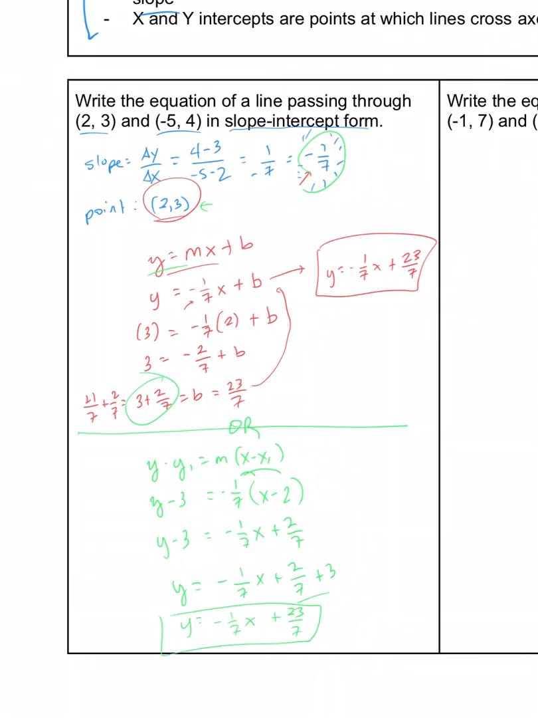So either way you can do this. You can jump straight into slope-intercept form, plug in the slope for m, the point for x and y, solve for b, and then write the equation. Or you can drop it in point-slope form first, simplify by distributing, and then get the y by itself.